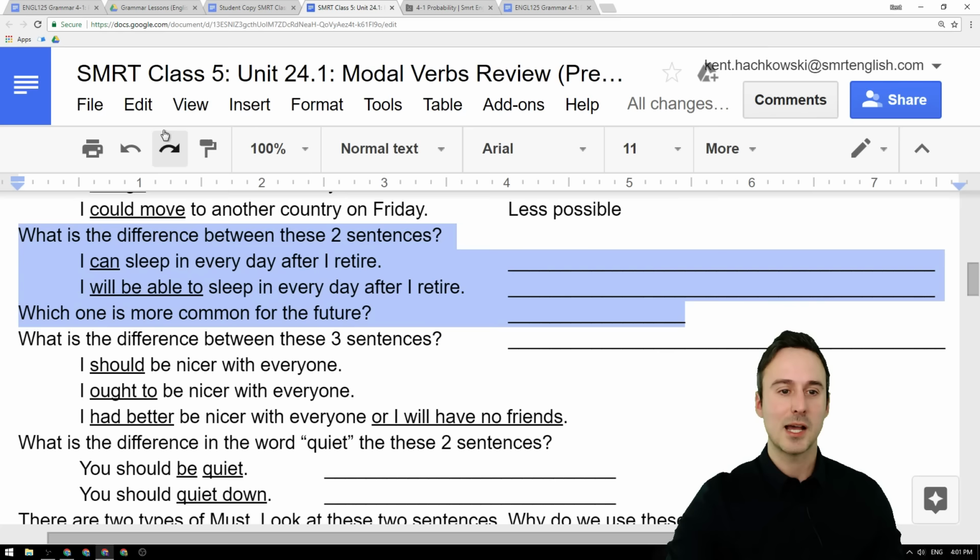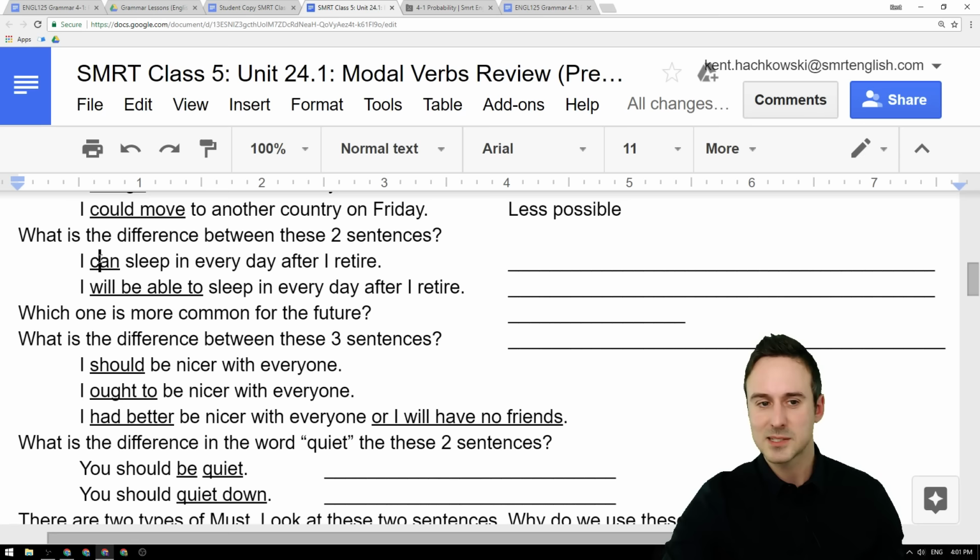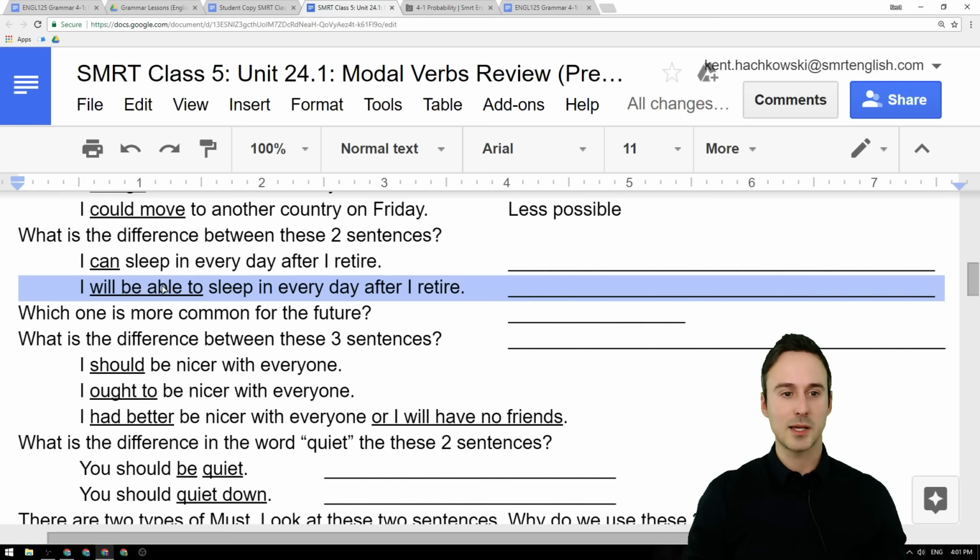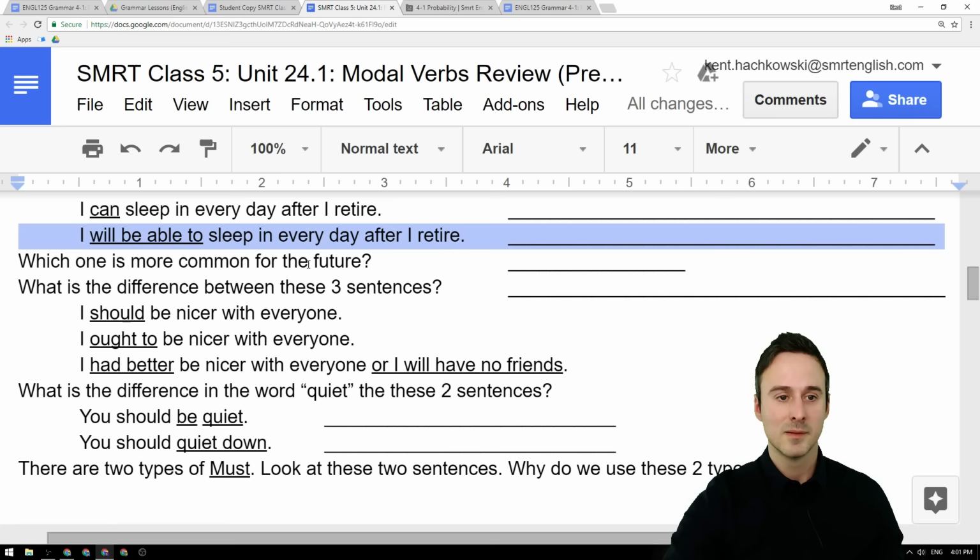Because actually, if you use able to, it's ability, right? And I can, it can be ability as well. So I think we often prefer I will be able to sleep in. And the other thing is able to sounds a little bit more formal when you use it as well. So maybe one is a little bit more casual for speaking, but I would say that the second one is generally a little bit more popular. Okay, so use able to for the future, okay?